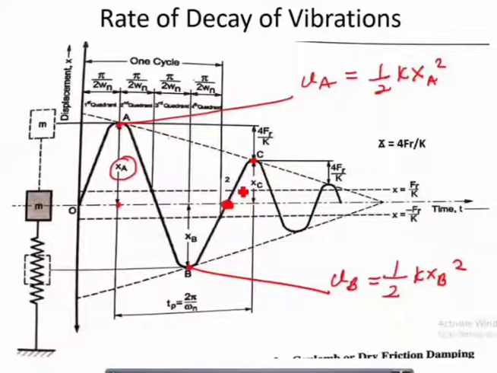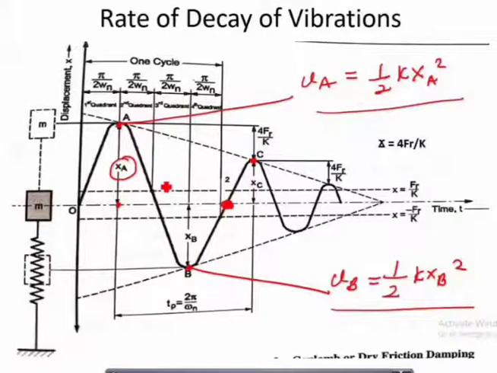Now, once you have UA, the total energy at point A, and the total energy at point B, when the mass is moving from A to B, there is a loss of energy. Loss of energy means some energy is dissipated into the atmosphere, and that is why the amplitude has decreased. There is a rate of decay of amplitude or vibrations, which means some energy is lost.